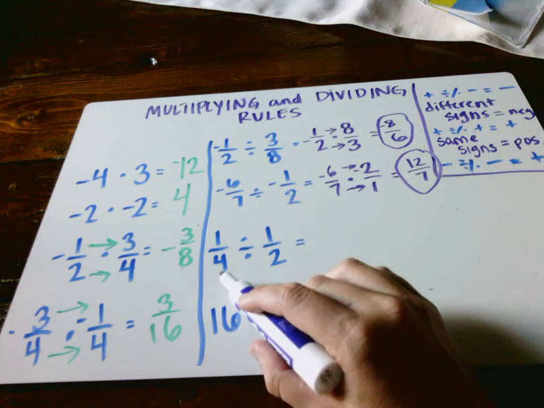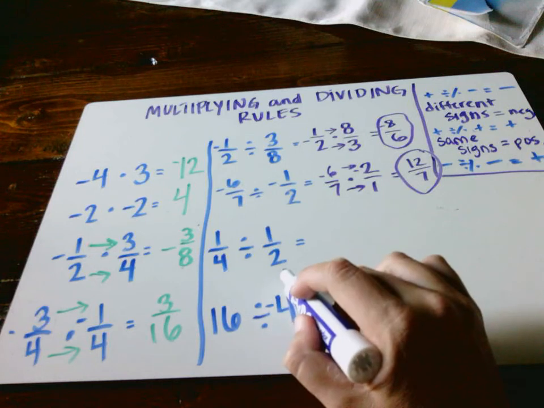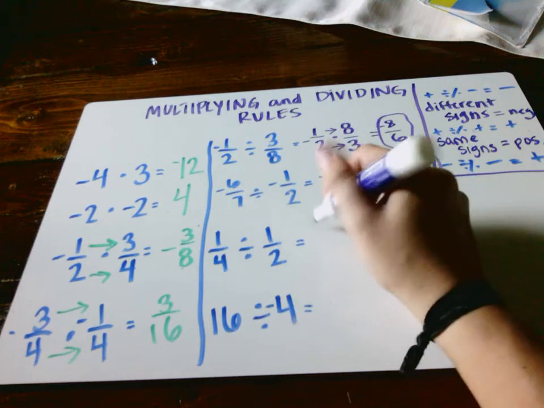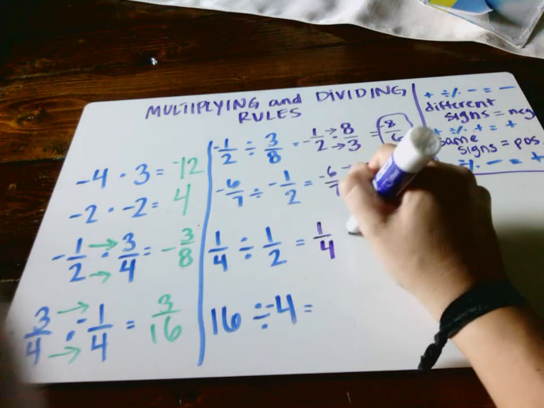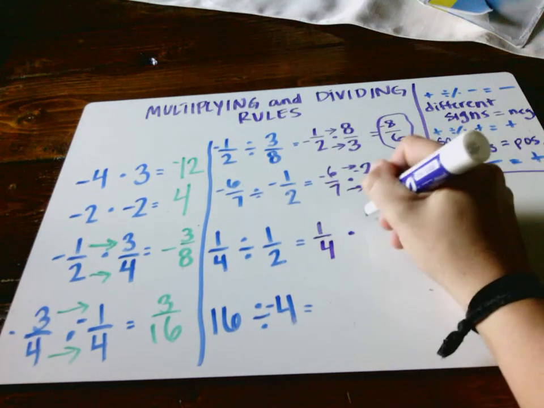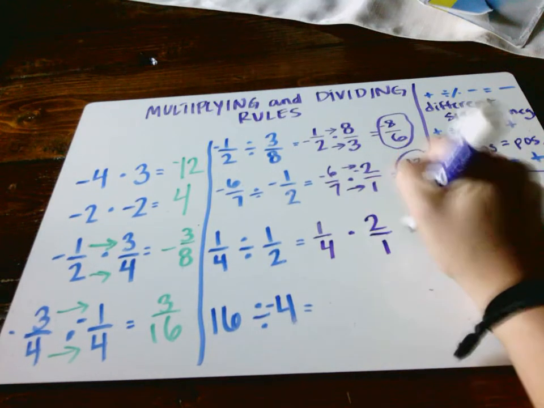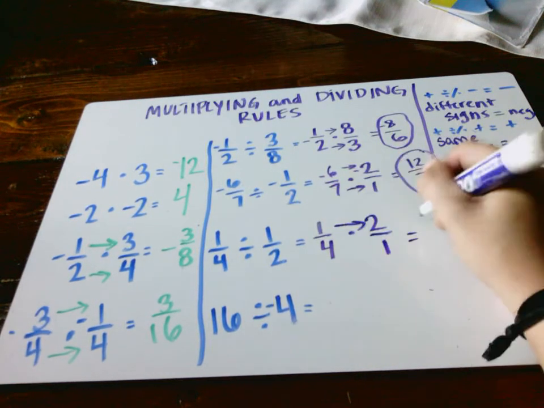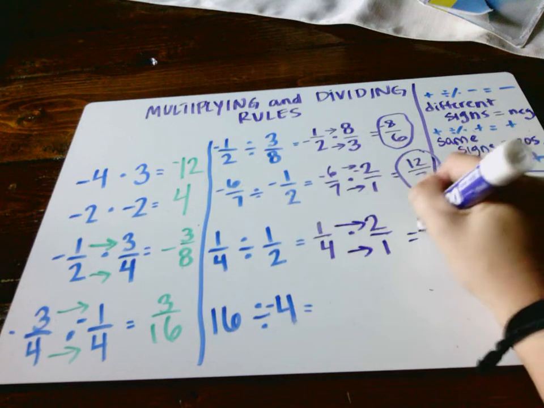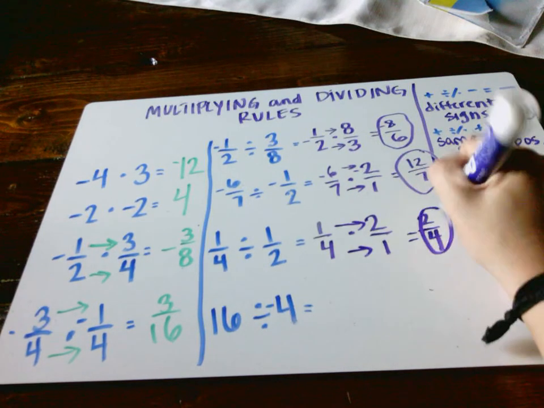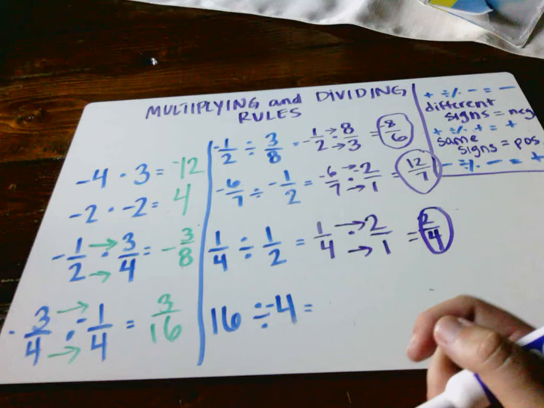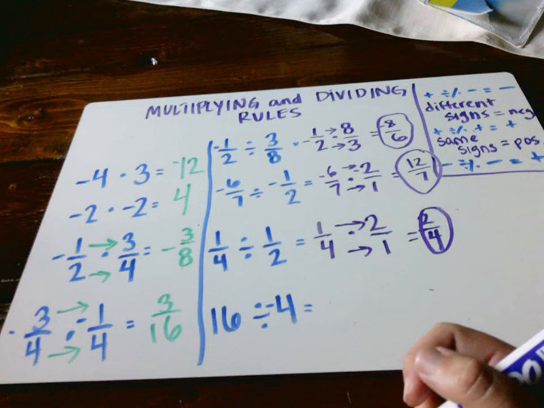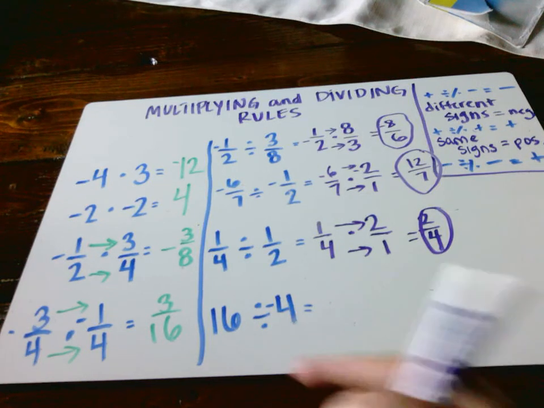Down here, we've got a positive 1/4 divided by a positive 1/2. So I'm going to switch that division sign to a multiplication sign and flip that 1/2 to its reciprocal. 1 times 4 is 2. 4 times 1 is 4. Again, these can be simplified, guys, but for the sake of this lesson, I'm not going to do it because I want you to really get the rules.